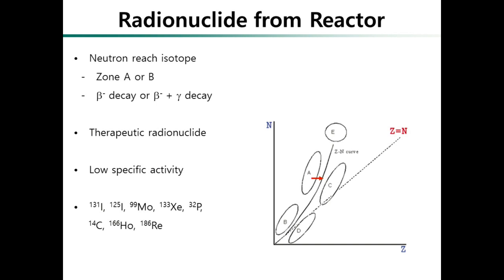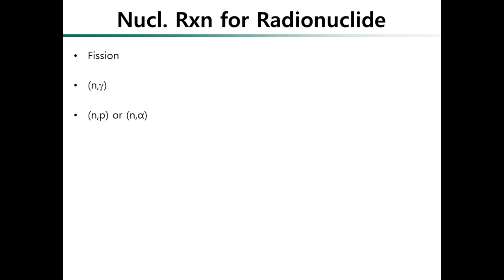From a reactor, we could get iodine-131 and mostly molybdenum-99, which we call fission moly, and other radionuclides we could get from the reactor. We can make a radionuclide from the fission product, but sometimes we can make a target near the nuclear reactor. Then with the bombardment of neutrons, we could get other types of radionuclide.